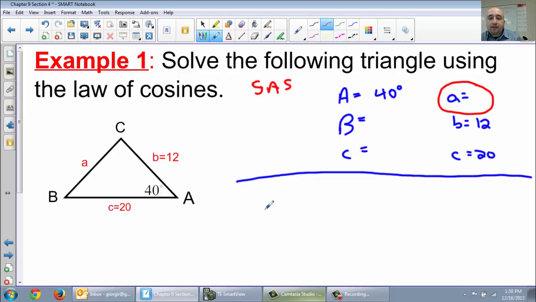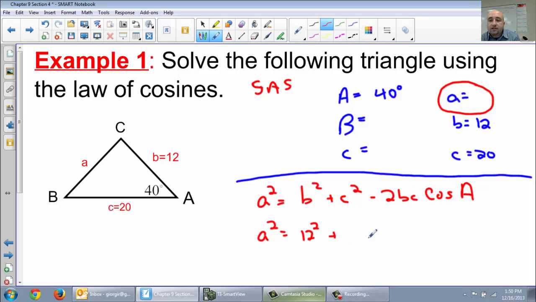So we're going to use the formula that started with little a squared. And then we finish this off with b squared plus c squared minus 2bc cosine of whatever letter's on the left. That's the angle that we're going to use on the right. And if you notice, the only angle we have is A, so that's why we're using angle A. So basically all we're going to do is plug in everything that we know. We know little b is 12, so 12 squared, plus c squared is 20 squared, minus 2 times b times c, which is 12 times 20, times cosine of angle A, which is 40.